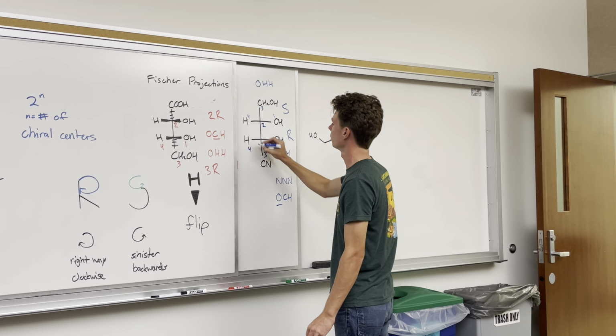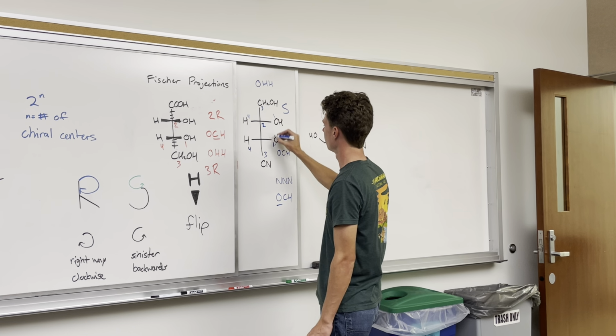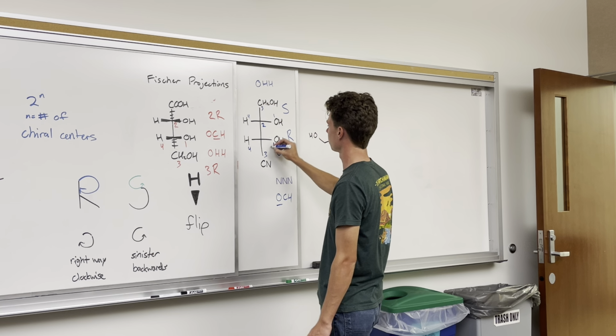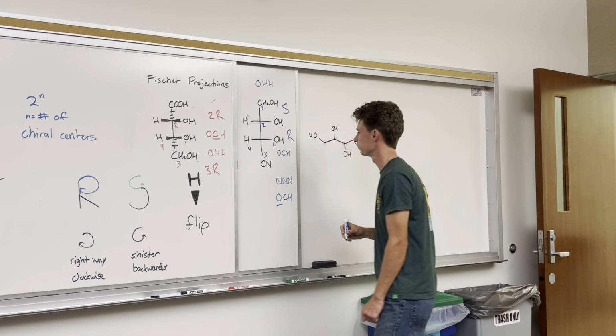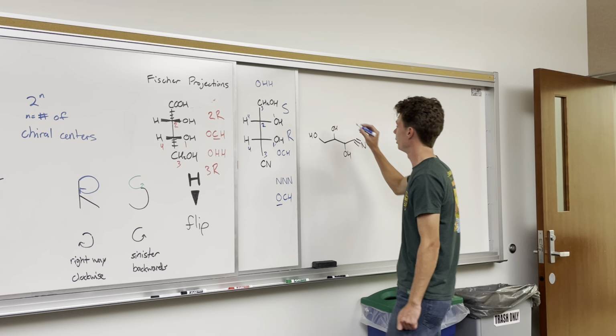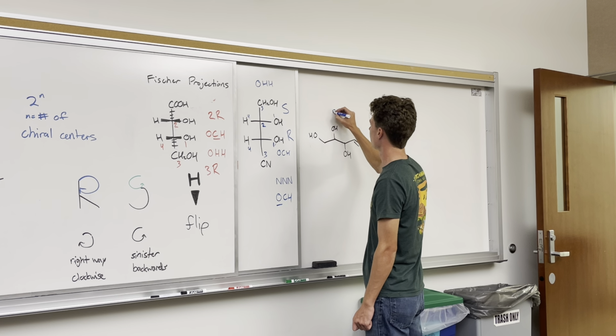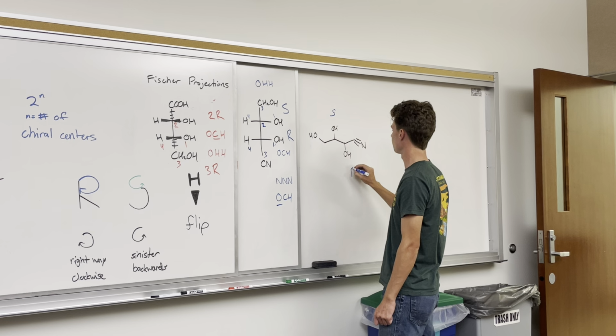Now we're going R, the right-hand circle, we're going the right way, clockwise. So we know this up here, our carbon 2, needs to be S, and we know carbon 3 needs to be R.